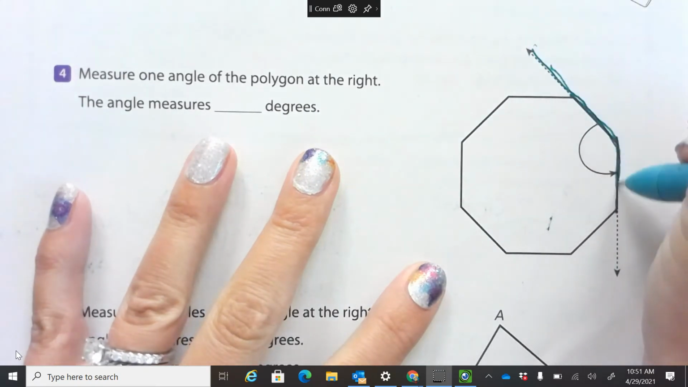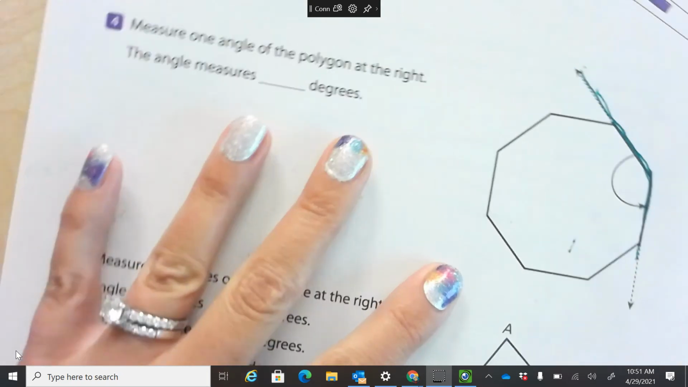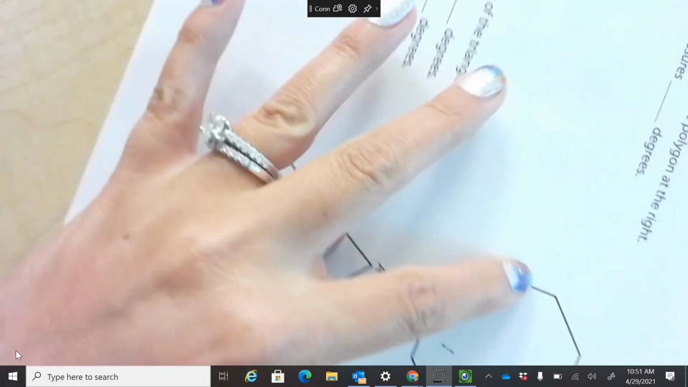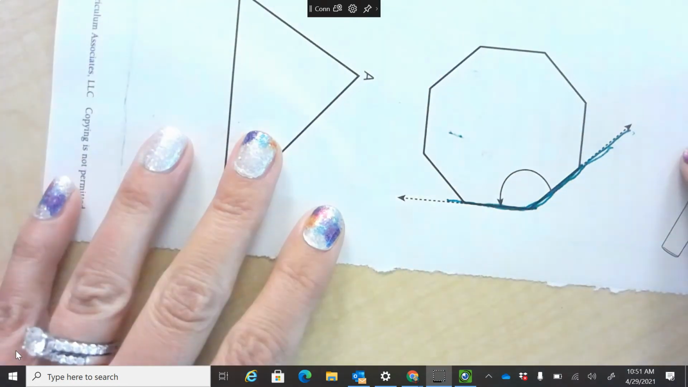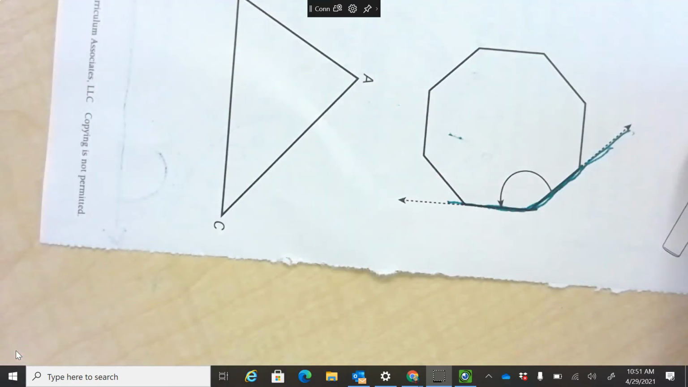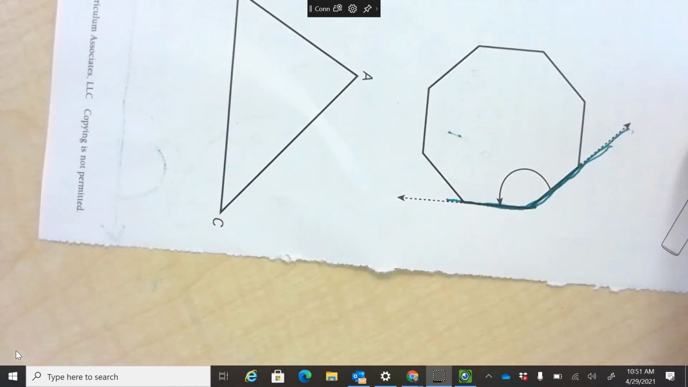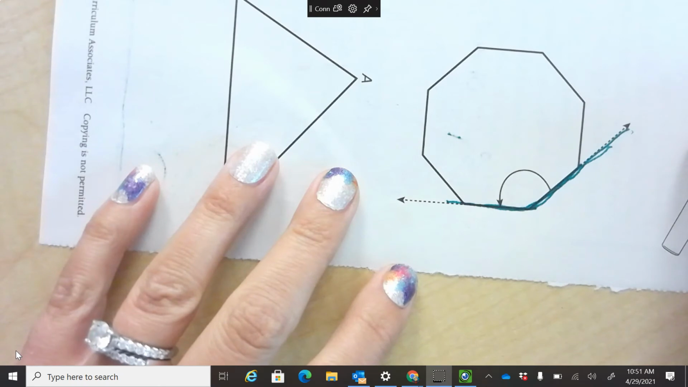So what could I do to get a better measurement of this? What do you think, Miss Bailey? You turn your paper like this. Yeah, you can turn your paper. That makes more sense. Okay, before we put our protractor down to measure this, Dakota, what kind of angle is this? Acute, right, or obtuse? Obtuse.